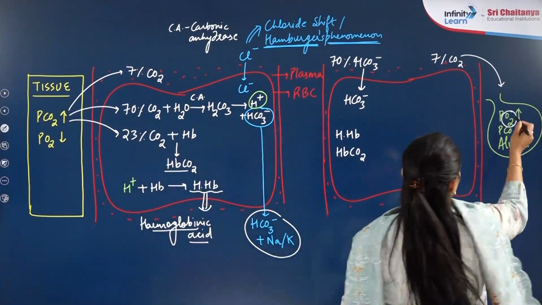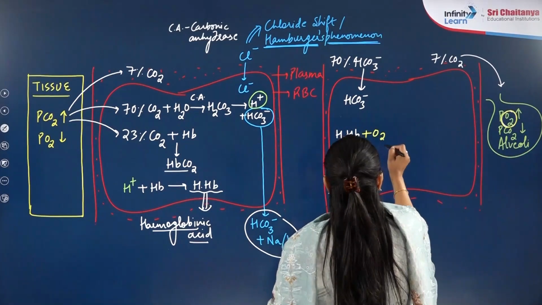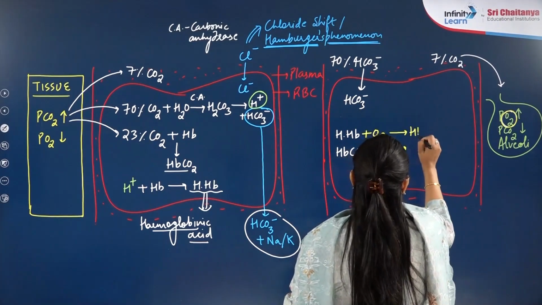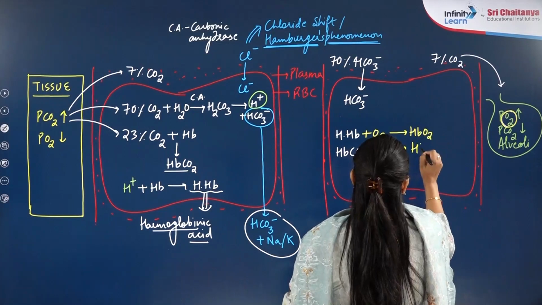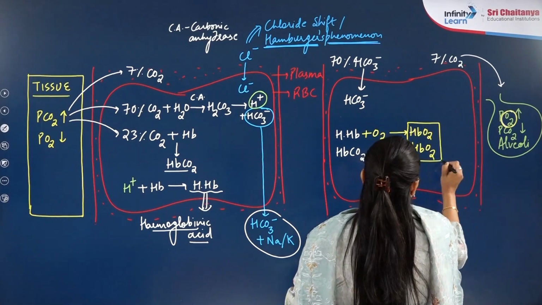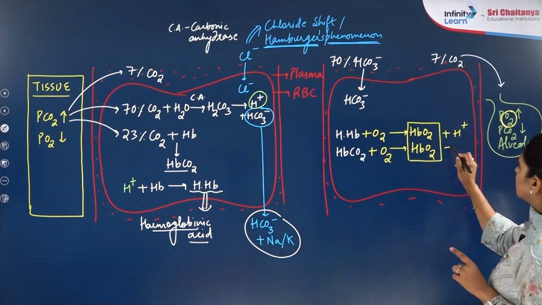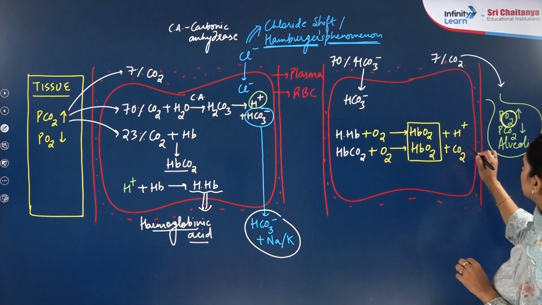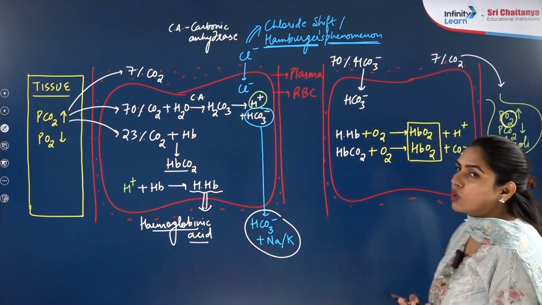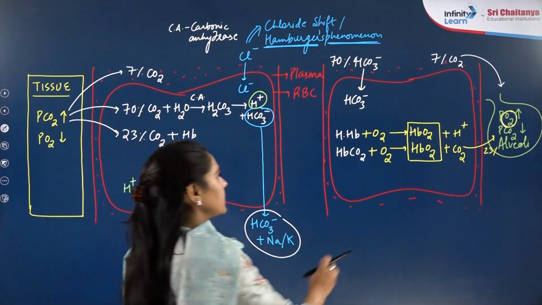This oxygen is going to come inside and it will lead to the formation of a very important compound, HbO2, oxyhemoglobin. This oxyhemoglobin formation will lead to the release of H plus, as well as the release of 23% CO2, which will go here. The 23% CO2 will go here like this. Right? Now, the H plus has come.